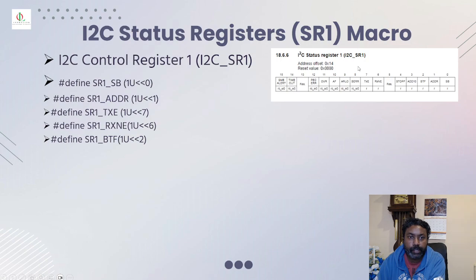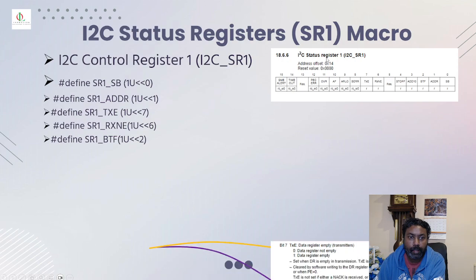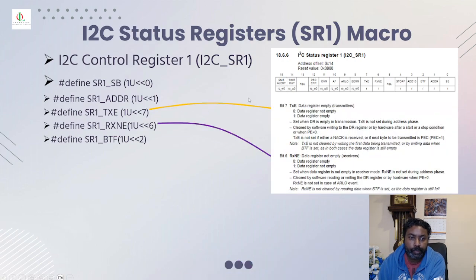And likewise, you have the I2C status register as well, the SR1 macro. The first two you have to consider are the TXE bit and the RXNE bit, which are bits 6 and 7. Bit 7 is the TXE bit. If you set this to 0, that means data register not empty. If you set this bit as 1, that means the data register is empty. Likewise, for the RXNE bit, if this bit is 0, then the data register is empty. If this bit is 1, then the data register is not empty.